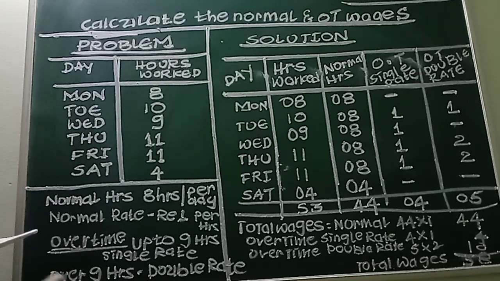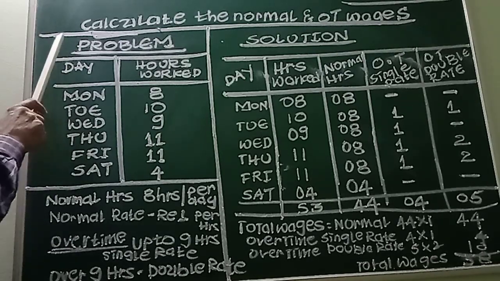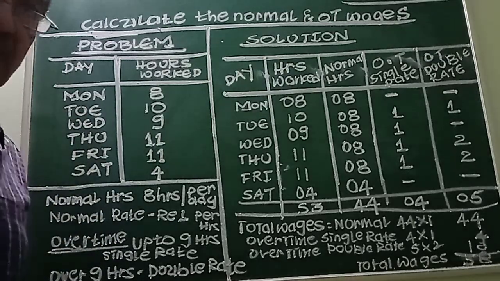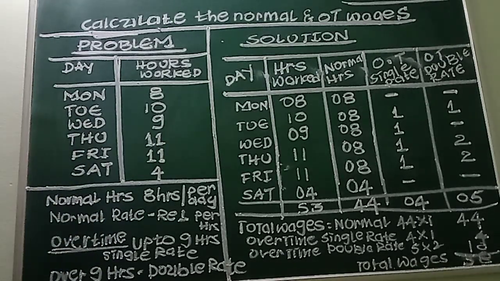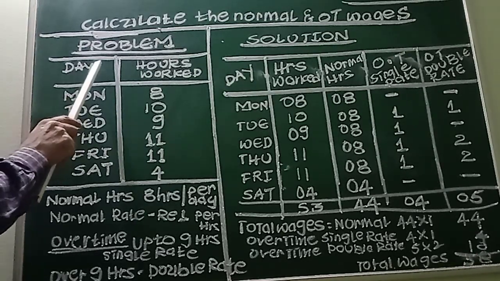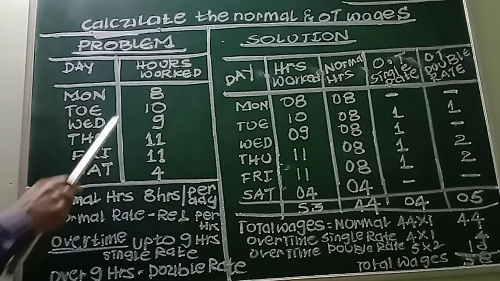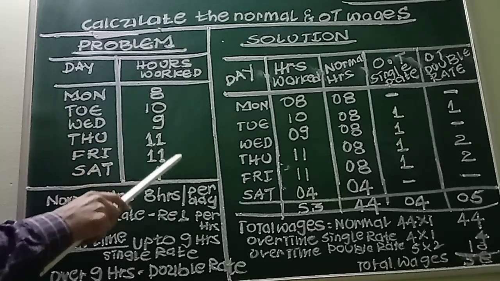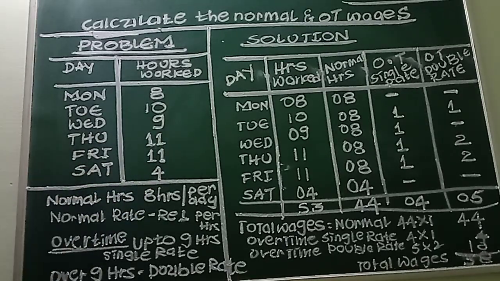Calculate the normal and overtime wages payable to the worker from the following data. So this is the data given. Days are given here and the number of hours worked by the worker is also given in this problem.